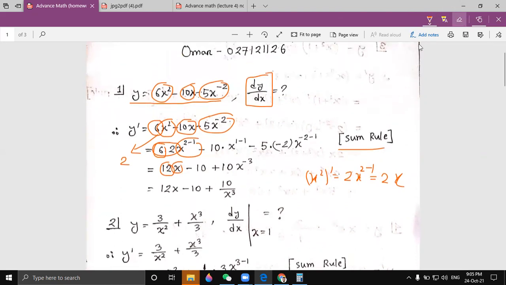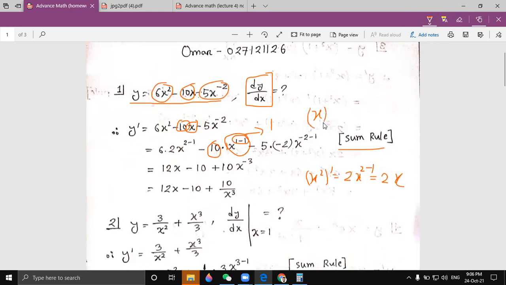And here we have 10x. Again, same thing, we have to use the product rule. So we keep this 10 here, and if we differentiate x, it will be x to the power 1 minus 1, that means x to the power 0, and x to the power 0 means 1. Or simply, the derivative of x is equal to 1. So it will make only minus 10.